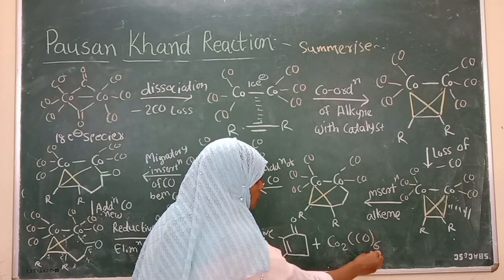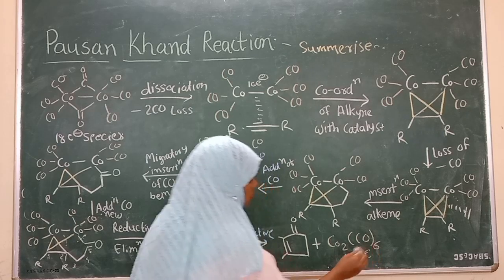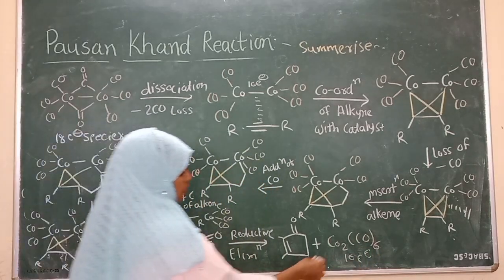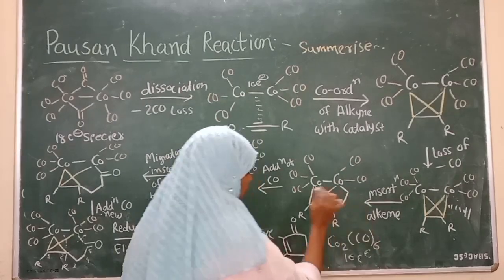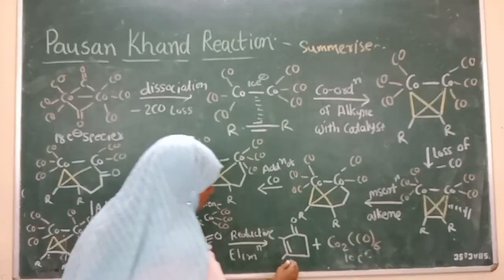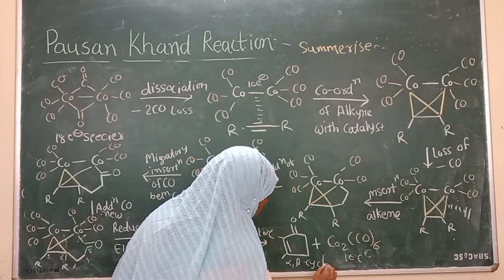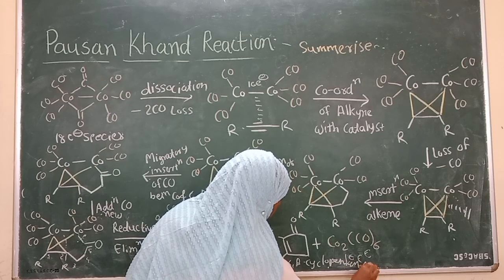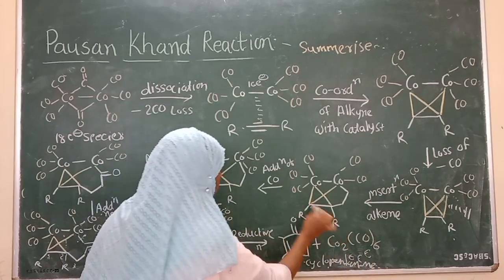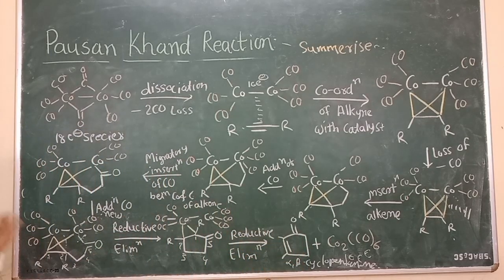Co2(CO)6, a 16 electron species. Okay, here dicobalt hexacarbonyl compound, and our alpha beta cyclopentenone. Okay, we get our final product. Focus on this product. Okay, it is very simple.